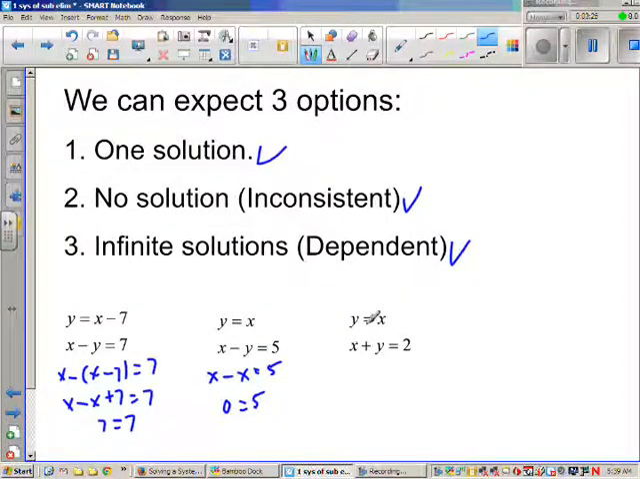And then finally, if we come here, y equals x, x plus x equals 2. Do the math on that, you get x equals 1. Plug in for y and for x, and you get 1. So just like the problem we did before. These are the 3 options we'll expect to get.